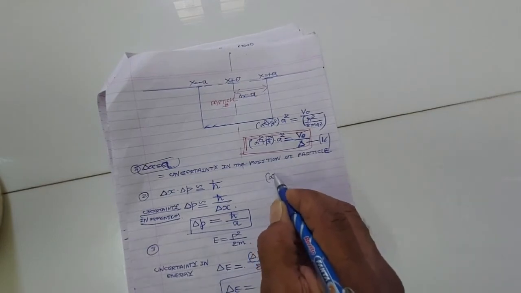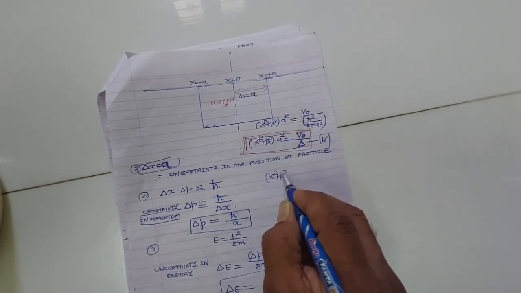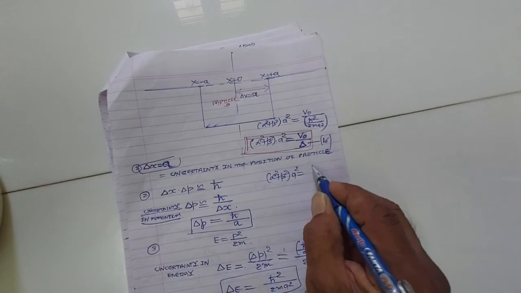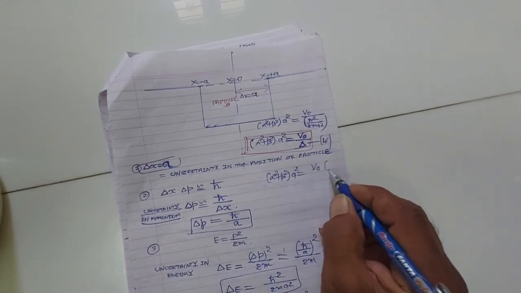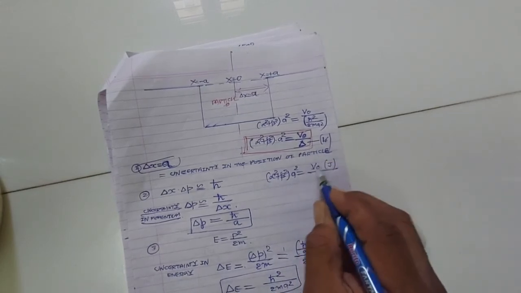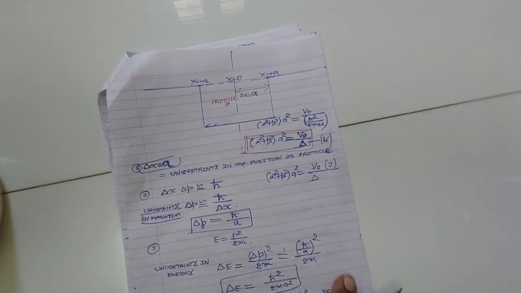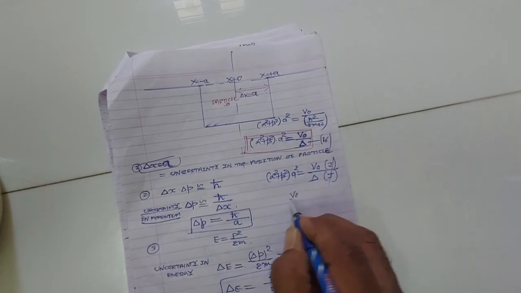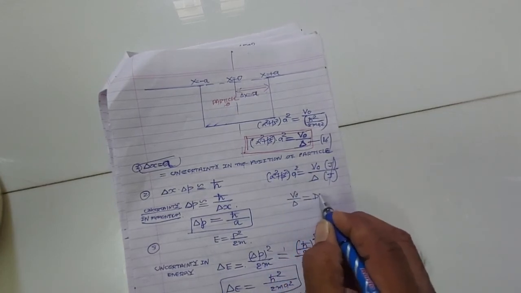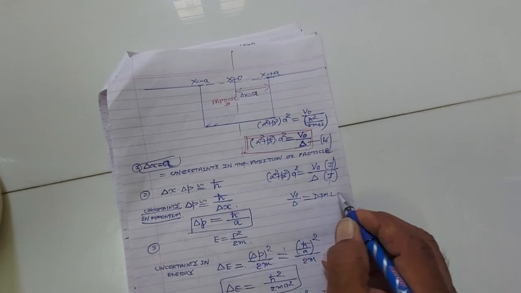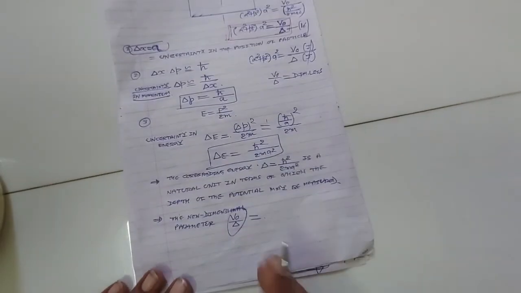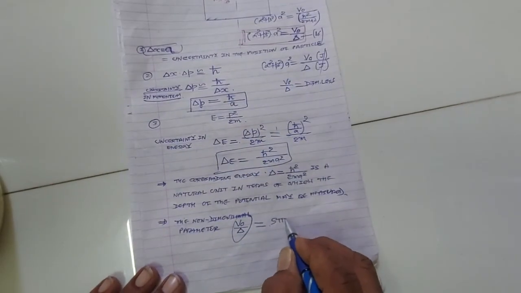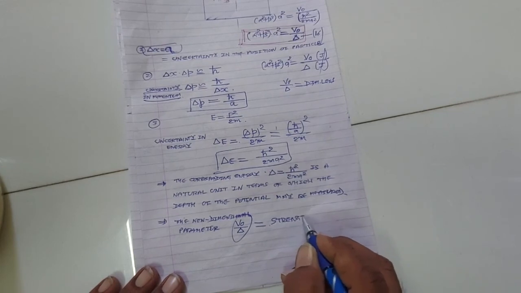So alpha square plus beta square into a square. What is V0? The potential energy of the particle. Its unit will be joule. What is delta? h cross square upon 2m a square. That is also energy, its unit is also joule. So V0 upon delta is a dimensionless quantity. This V0 upon delta is called the strength of the potential. What do we call it? The strength of the potential.